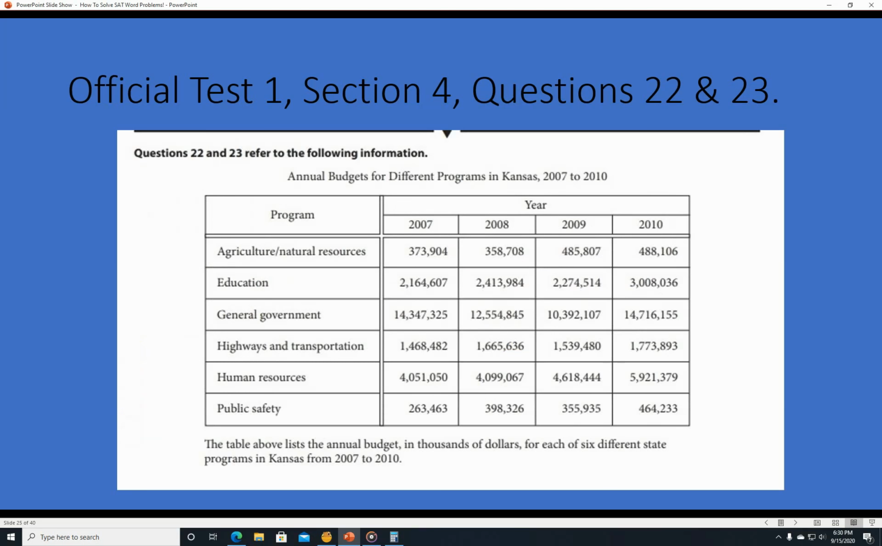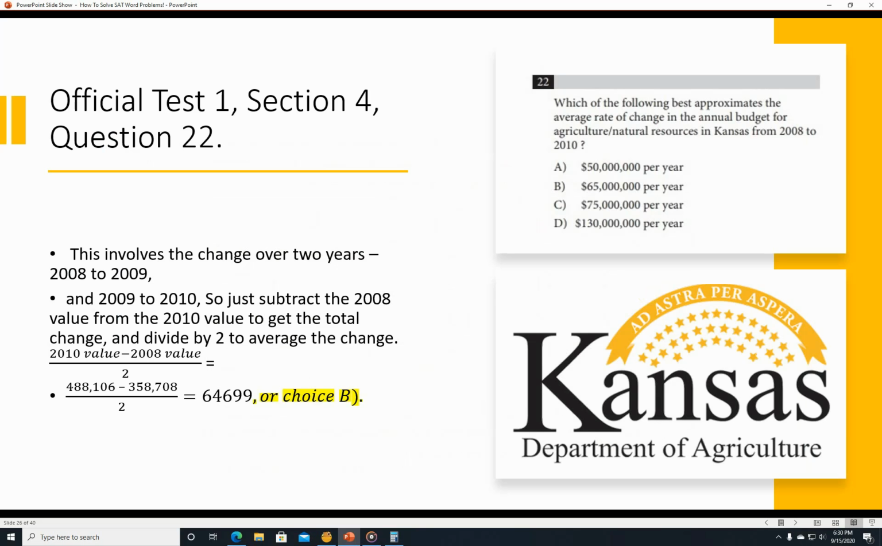All right, questions 22 and 23 refer to the following information. And so here are the annual budgets for different programs in Kansas, 2007 to 2010. All right, so let's look at question 22. Which of the following best approximates the average rate of change in the annual budget for the agriculture/natural resources in Kansas from 2008 to 2010?